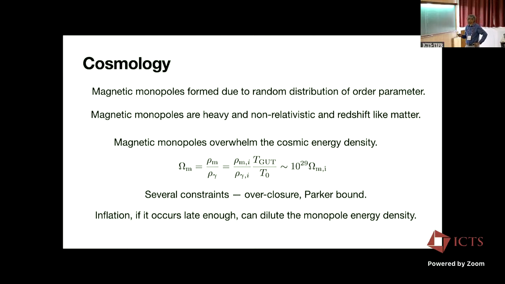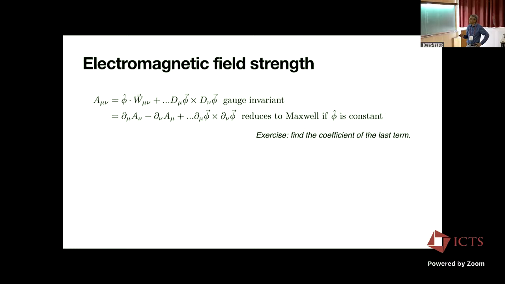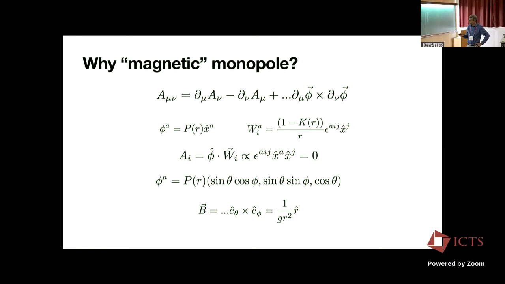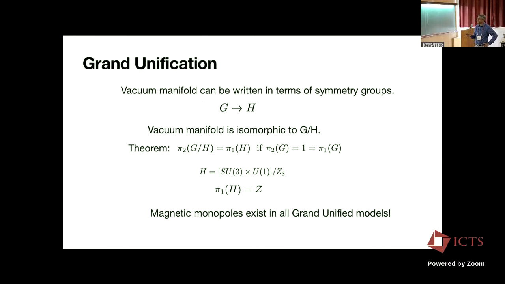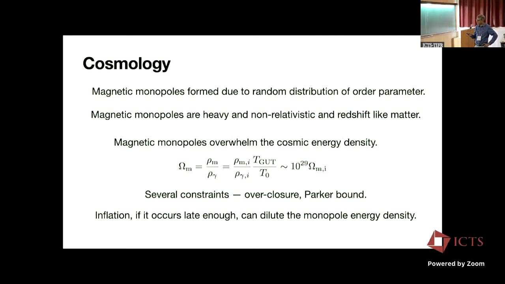And magnetic monopoles are heavy. Maybe I should have given the mass somewhere. Maybe you can see it from here. This is 1 over the coupling constant. So if you find just the magnetic energy, it'll go like 1 over coupling constant squared. So you can see the coupling constant is in the denominator, and coupling constants are taken to be small. So the magnetic monopole will be heavy, and so it'll be non-relativistic, and it will redshift like matter. So the energy density in magnetic monopoles is redshifting like 1 over a cubed, where a is the scale factor.